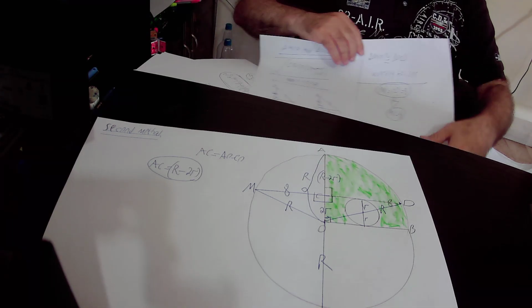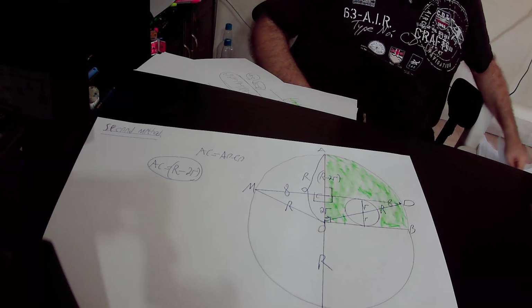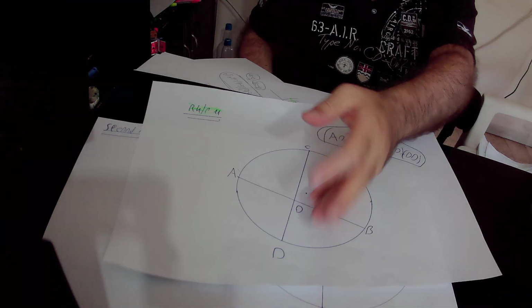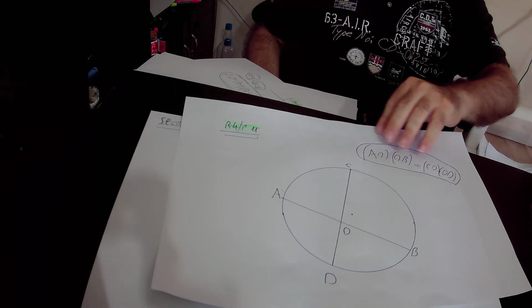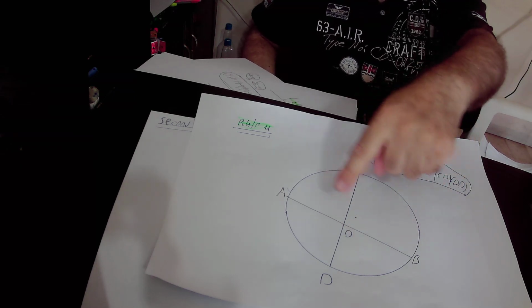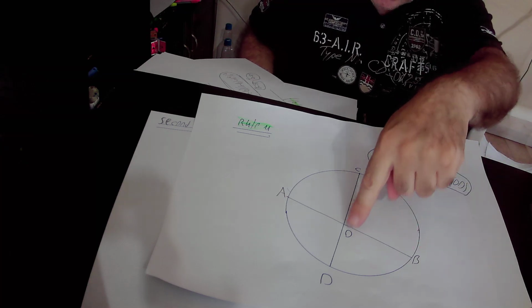Then I presented to you rule number 11, and we implement rule number 11 in our drawing. According to rule number 11, if we have chord AB that intersects with chord CD at point O, then AO times OB equals CO times OD.